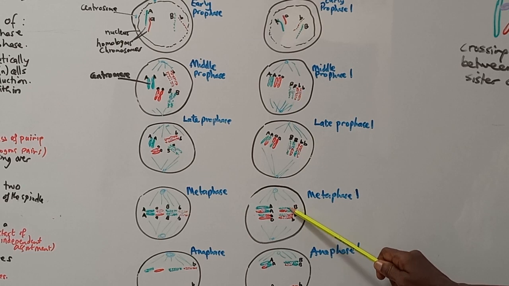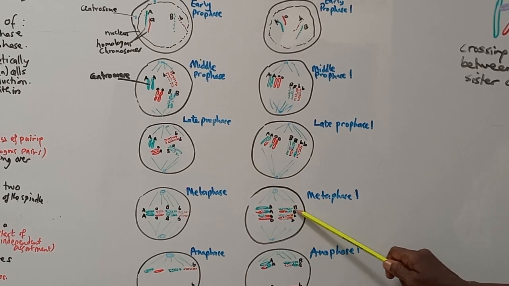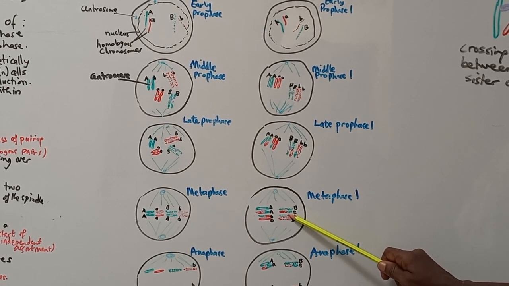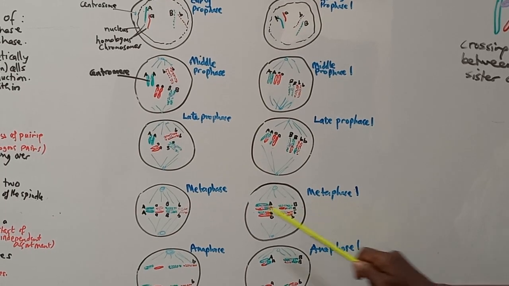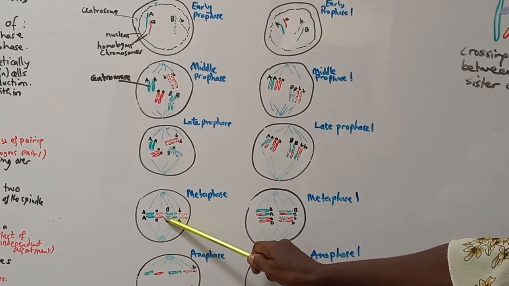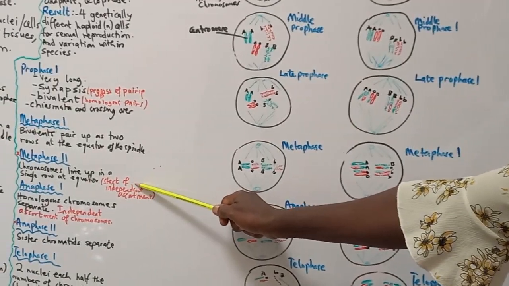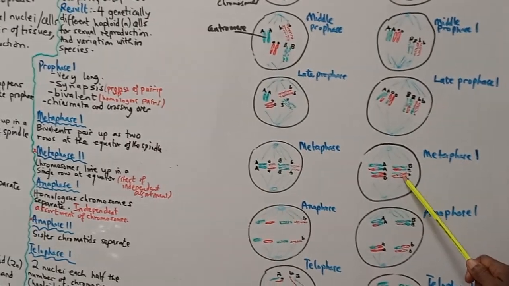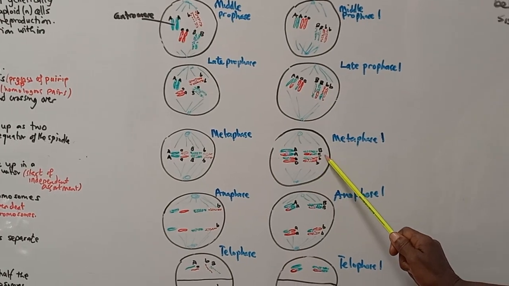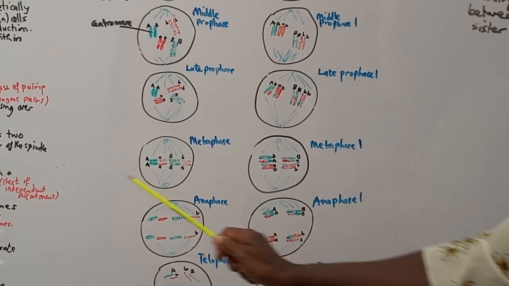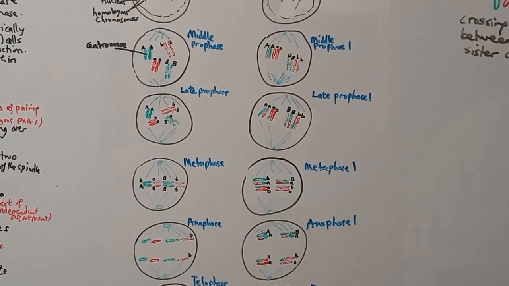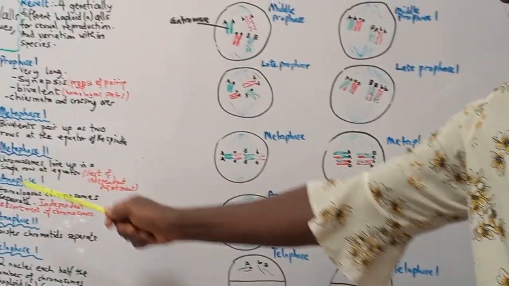They pair up at the equator. So they form two rows at the equator at metaphase 1, but only one row. We will come back to show that in metaphase 2, the chromosomes arrange themselves in a single line. We will explain. Then we come to anaphase.